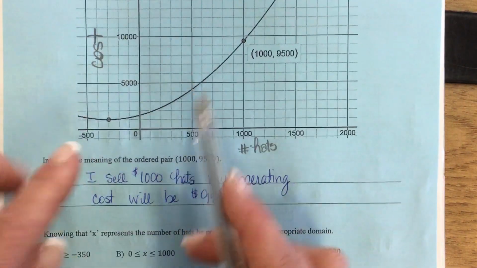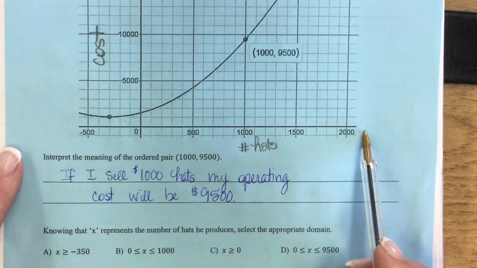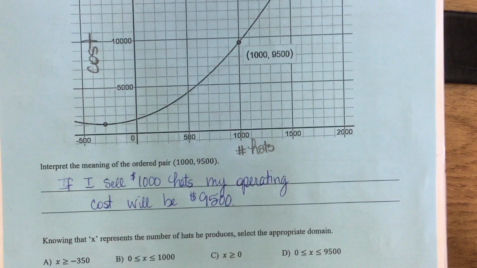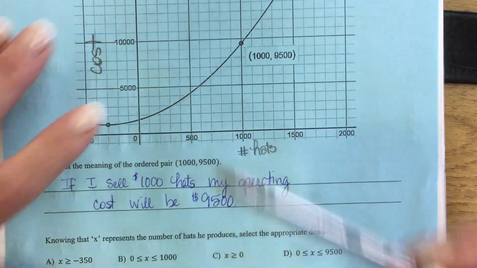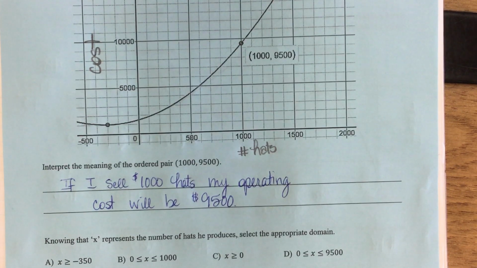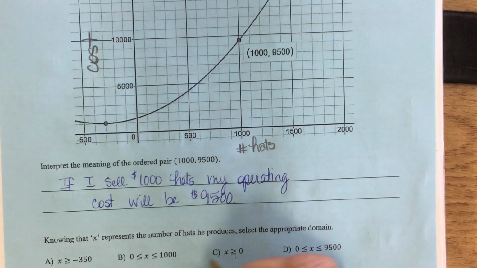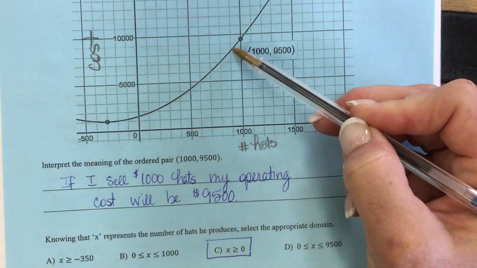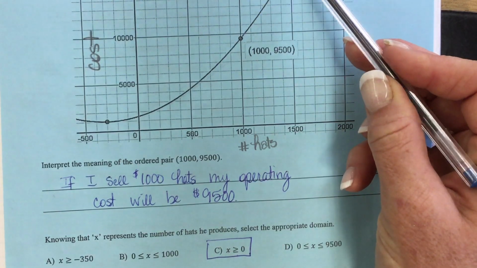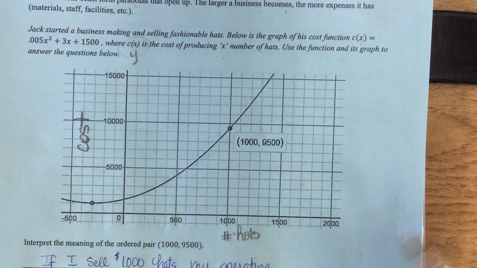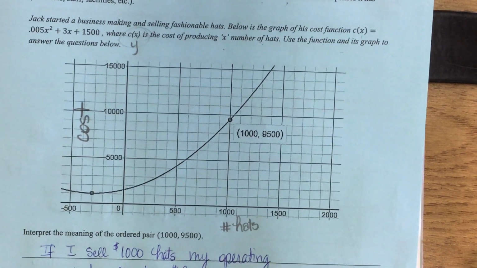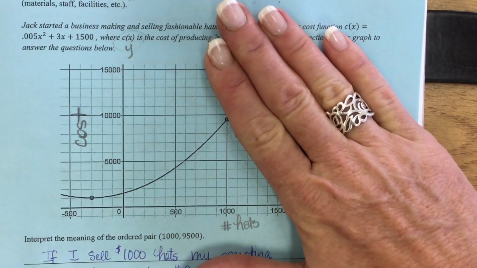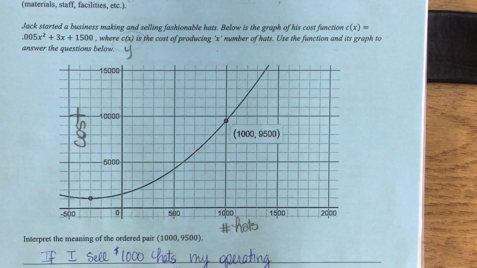If you know that x represents the number of hats he produces, select the appropriate domain. So what is my domain? Domain is my x values. Can I make negative hats? No. What would my domain be? That's right, greater than or equal to 0. Because even though my cost can still increase, I can make never-ending hats, right? Now, I may have limitations of the company. It depends on what facility I have. Maybe I can't make more than 1,000, but they didn't give that to us.